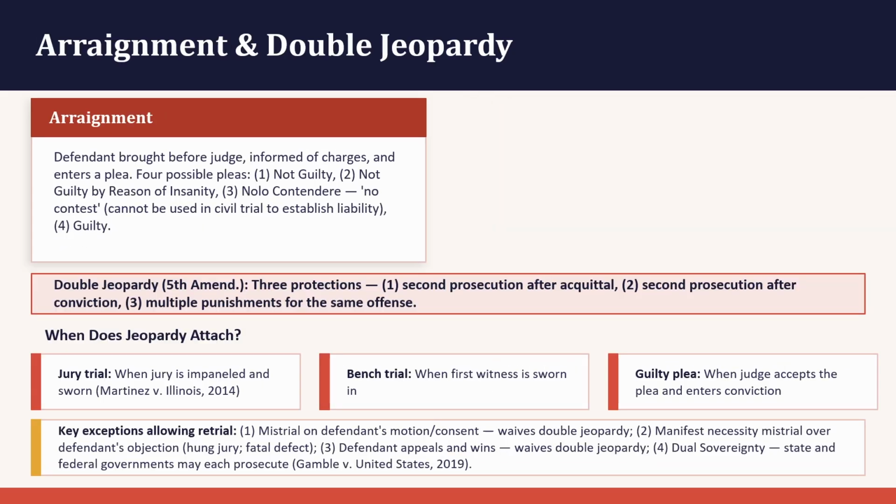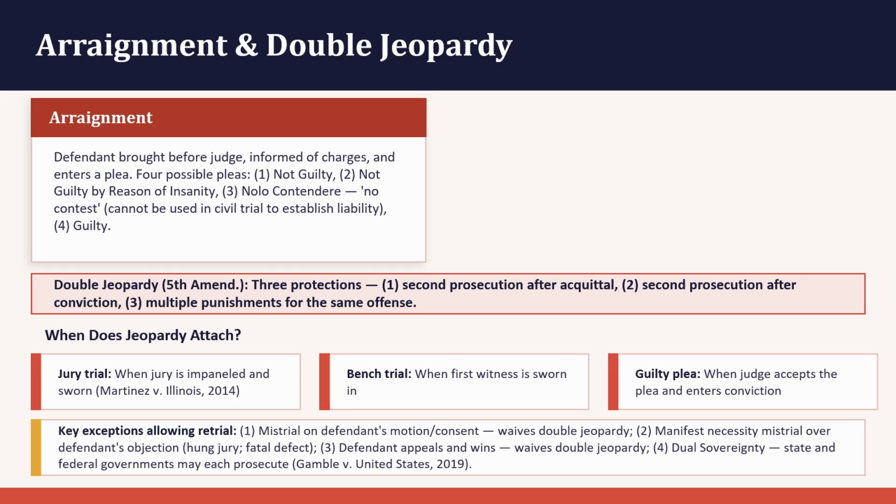The arraignment. The defendant is formally informed of the charges and enters a plea. The 4 possible pleas are not guilty, not guilty by reason of insanity, nolo contendere, and guilty. The nolo contendere plea, no contest, is strategically important because it carries all the consequences of a guilty plea, except that unlike a guilty conviction, it cannot be admitted into evidence in a civil trial to establish that the defendant committed the act. This is why defendants who anticipate related civil liability sometimes prefer it.